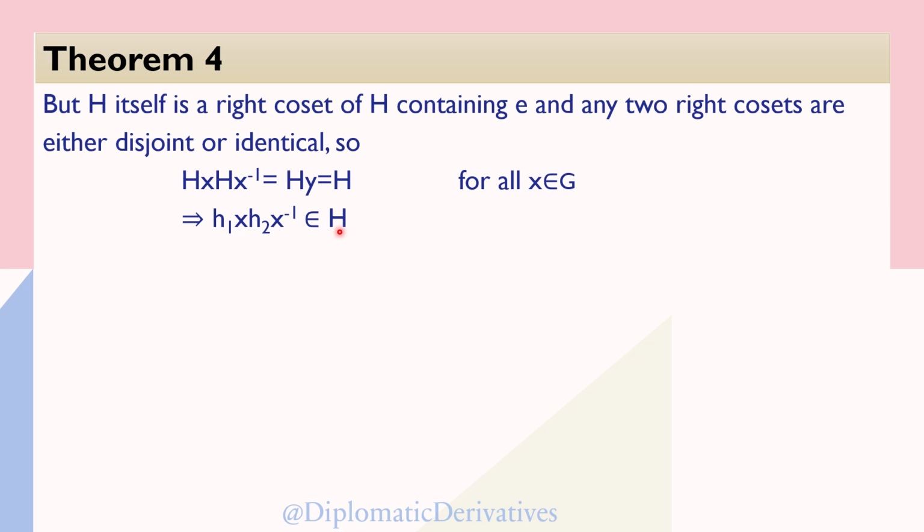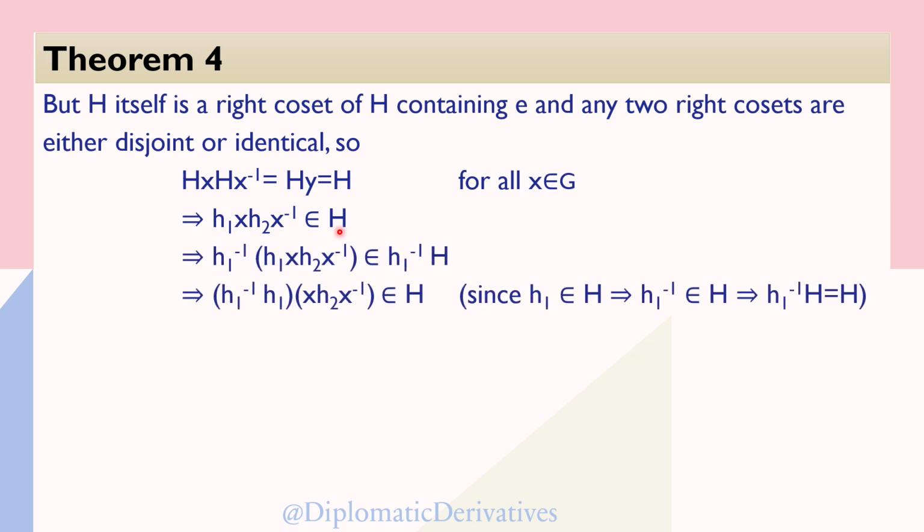Now what you do is multiply by h1 inverse on both sides. What is this h1 inverse? The inverse of h1, right? So you multiply h1 inverse on both sides. What do you get? This h1 inverse and h1 can be written together, and what is left is x h2 x inverse, right? This h1 inverse H becomes capital H. How? Since h1 is an element of H, we know that the inverse of h1 also belongs to H.